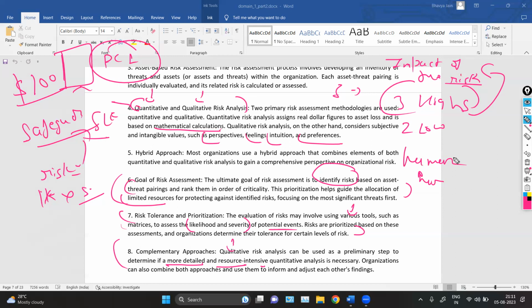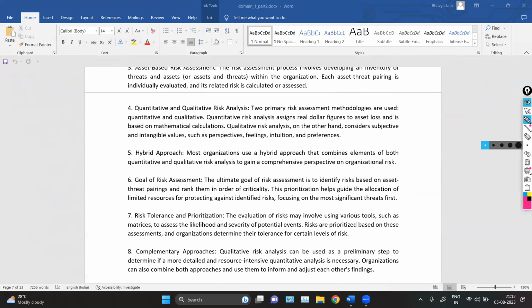Okay, like if we want to terminate that employee or not, or how much productivity he or she is giving us, etc. So it's all about the qualitative that we will discuss in a while, in detail. So quantitative overall is all about mathematical calculations, and qualitative is all about subjective and intangible values. Intangible values are all about abstract nouns, like we cannot touch, we cannot see, but we can feel.